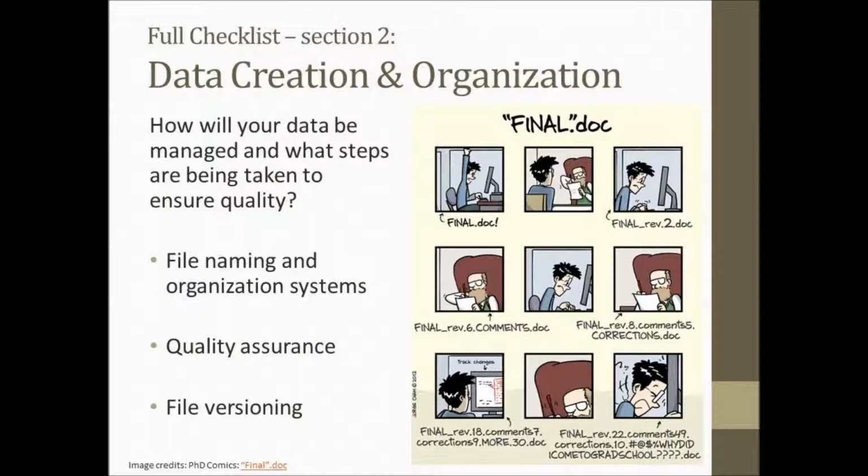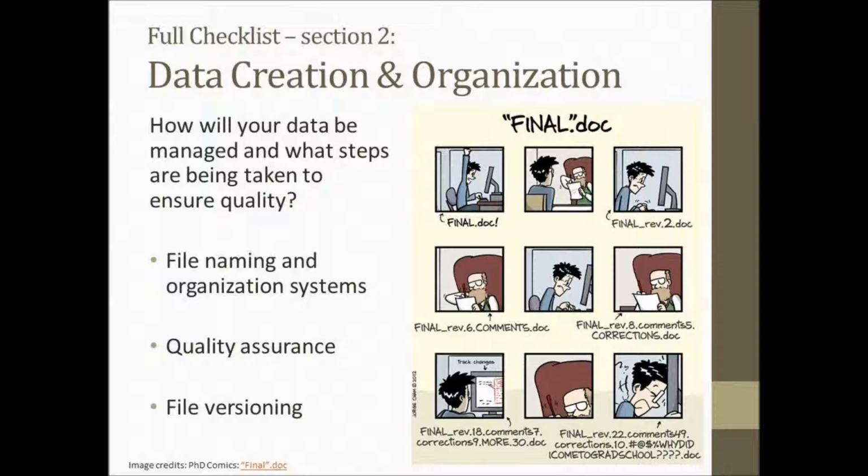So one of the things you need to think about when you're actually in the process of creating and organizing your data, like I said, hypothetical, so you have to think ahead. How is it going to be managed, and what steps are you taking to ensure quality? Are there quality checks involved? So file naming and organization systems, for one. Coordinate between PIs and graduate students. Make sure everyone's following the same procedure.